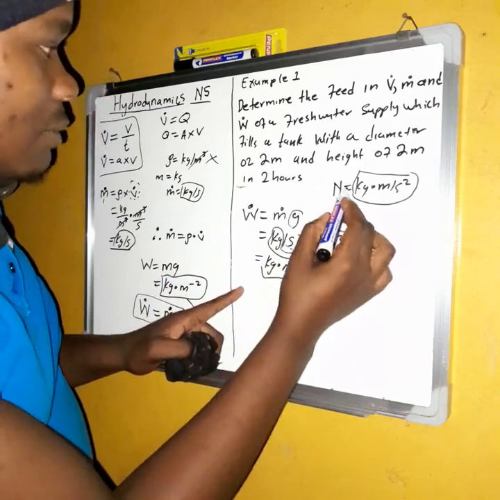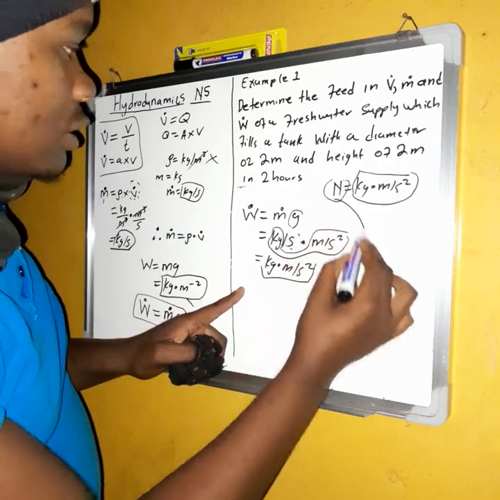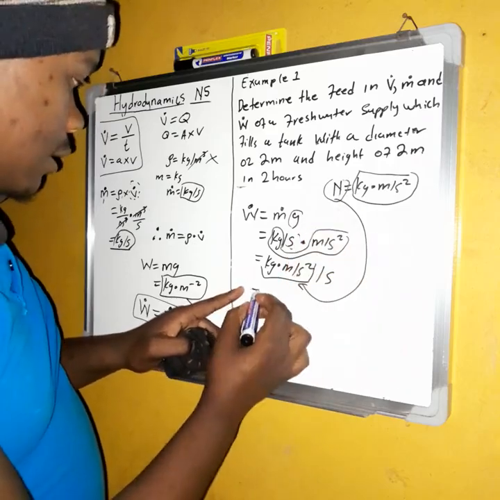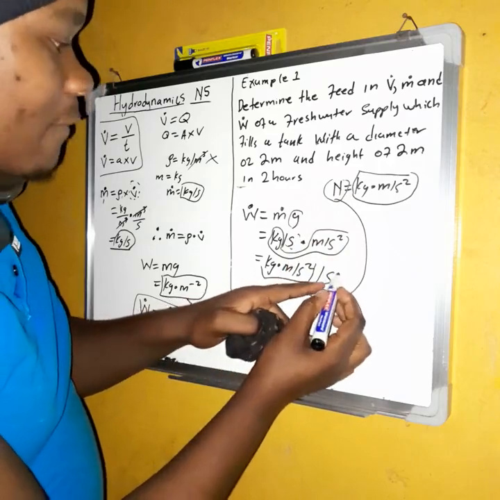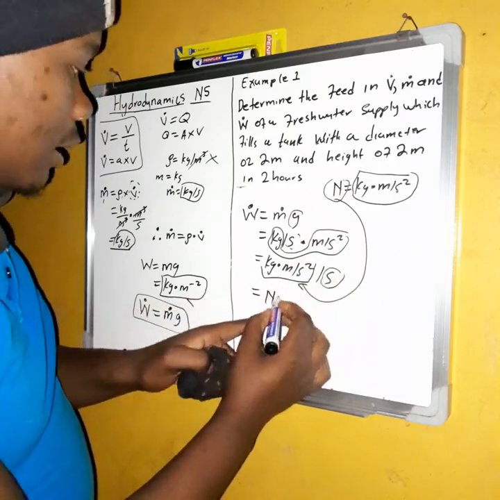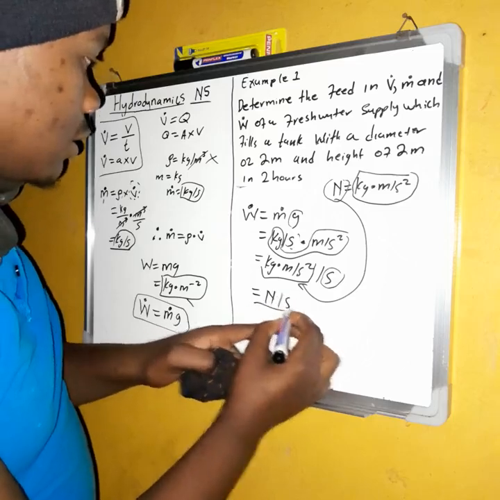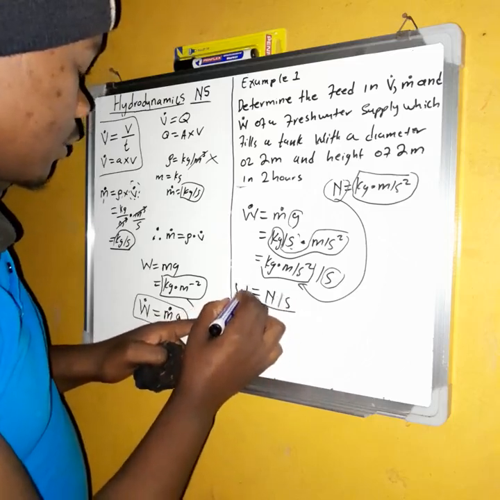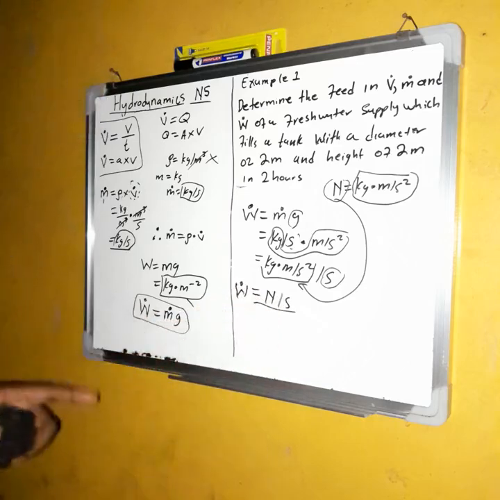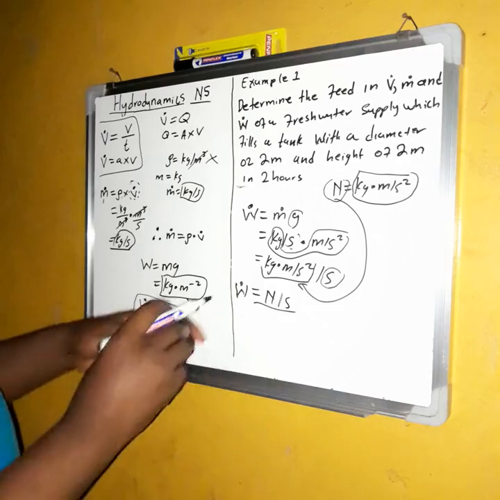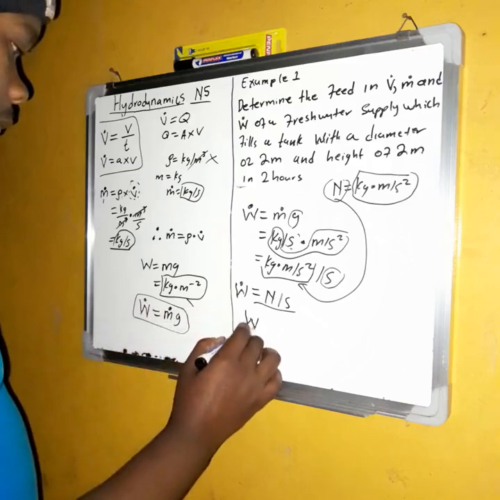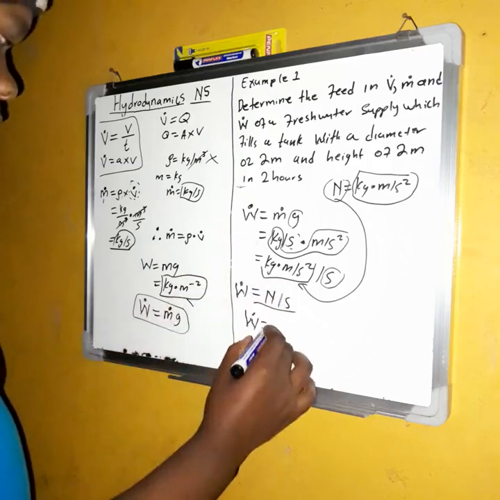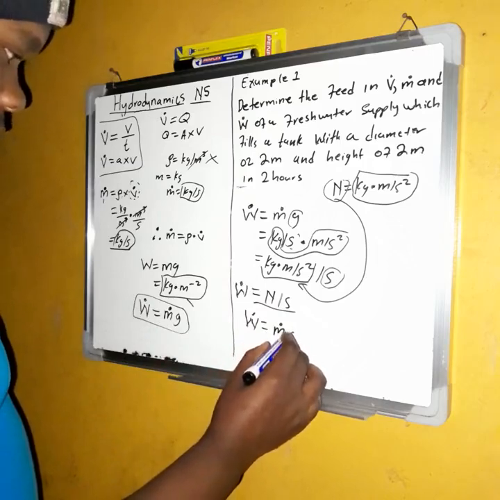We know this is the same as newton, right? So we can substitute this newton here. Then this will be newton. But now we have the seconds that is left over, per second. So the weight flow must be measured in newtons per second. So because it's a weight flow, its formula must equal the mass flow multiplied by gravity.